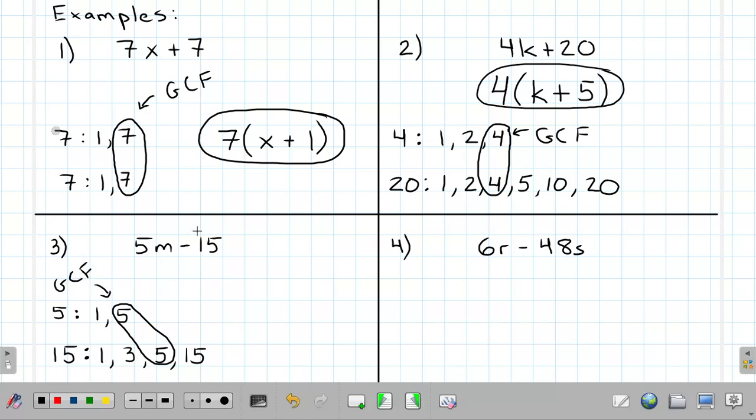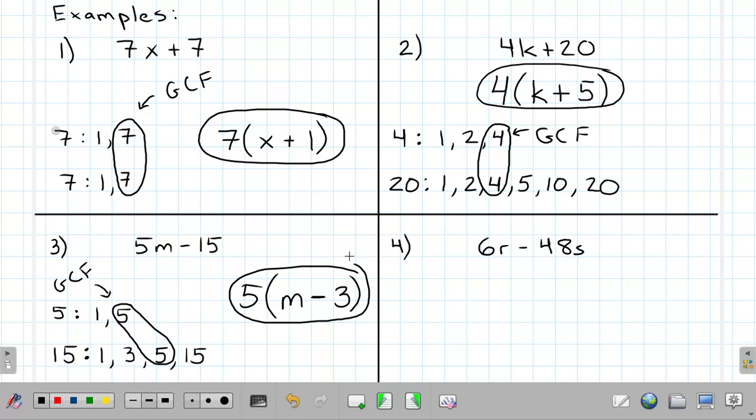So once again, that tells us what we divide out or take out of the parentheses. So we're going to have 5 on the outside of the parentheses. And once again, what's left over? If we divide 5m by 5, we're going to be left with 1m. Since it's minus here, we're going to have minus inside the parentheses. And then 15 divided by 5 leaves us with 3. So once again, you're dividing out a 5 from both terms and putting it on the outside of parentheses.